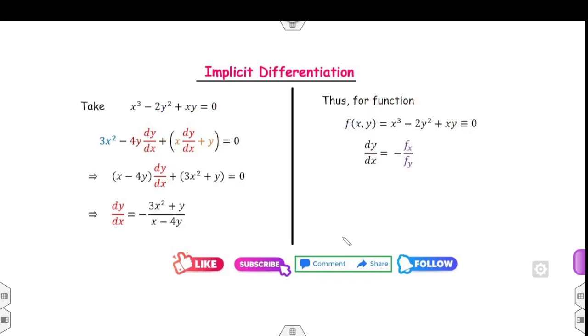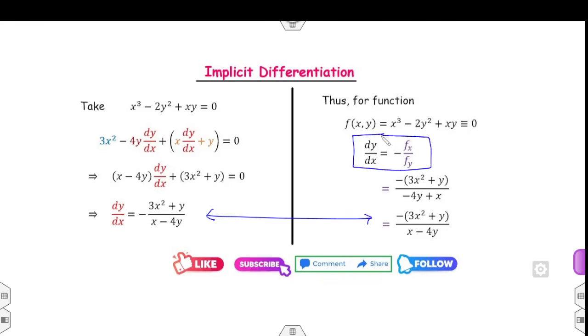Now you can see that based on this function and the formula, you can easily calculate the partial derivative of the function with respect to x. 3x square plus y, divided by partial derivative with respect to y, minus 4y plus x. अब आप देखो इसमें से माइनस को एडजस्ट कर लो, you will get the same answer of the calculation. तो इसका मतलब by using the implicit functions आपका डेरिवेटिव प्रोसेस आसान हो जाएगा.